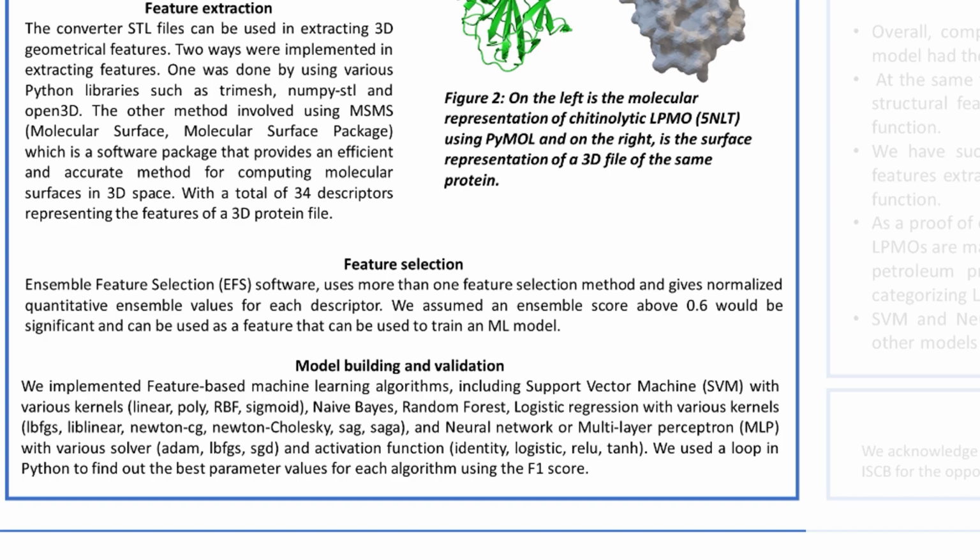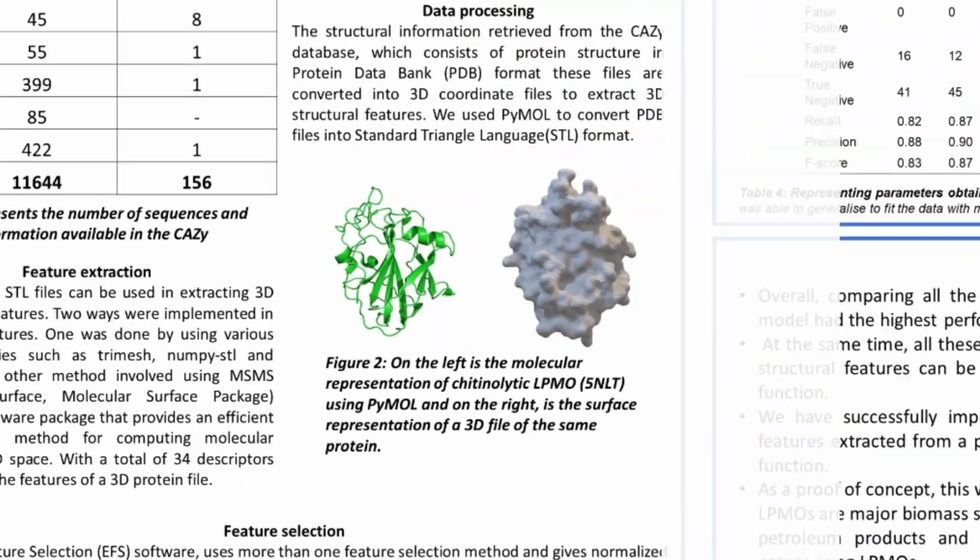Moving on to the validation part and machine learning model, we created machine learning models with various algorithms such as SVM, naive Bayes, random forest, logistic regression, and neural network. We used a for loop to find the best parameter values by plotting F1 score values of each and every parameter.